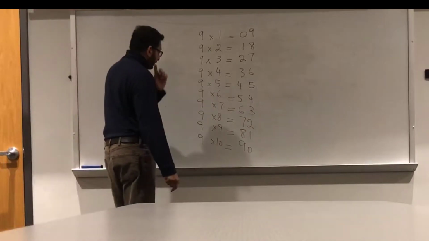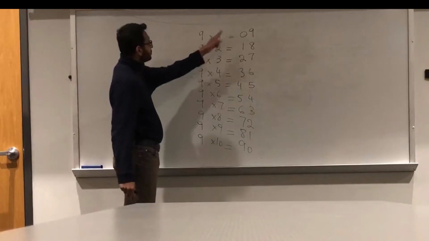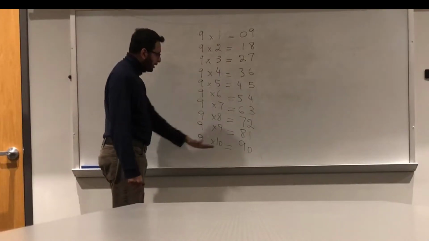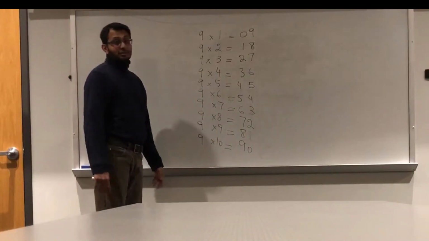So what I did over here, I did the table of 9, the first 10 multiples of 9. So 9 times 1, 9 times 2, 9 times 3, all the way through 9 times 10. So we have written these numbers down. Now, some interesting things to look at.